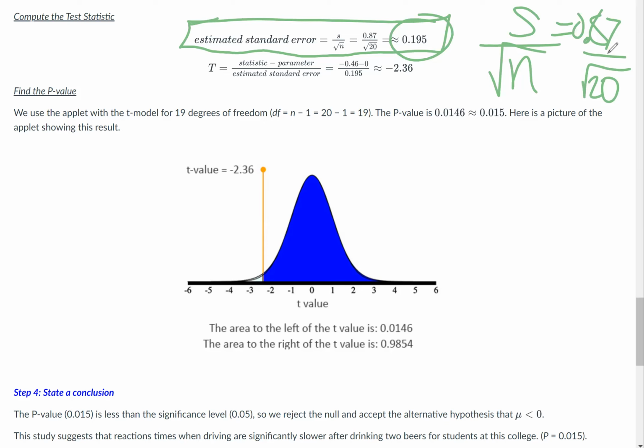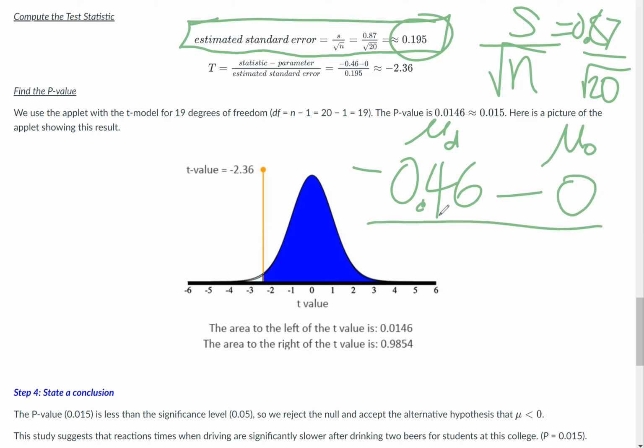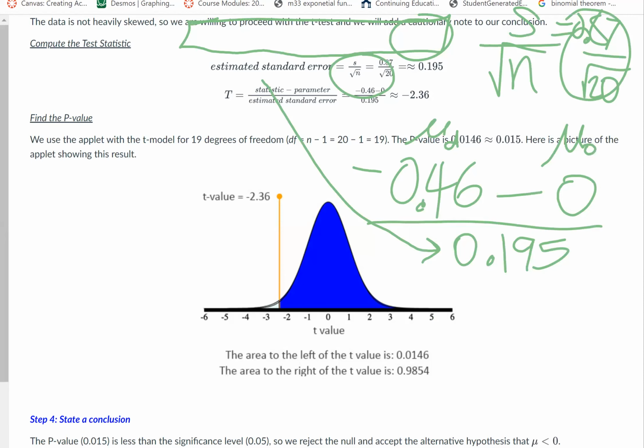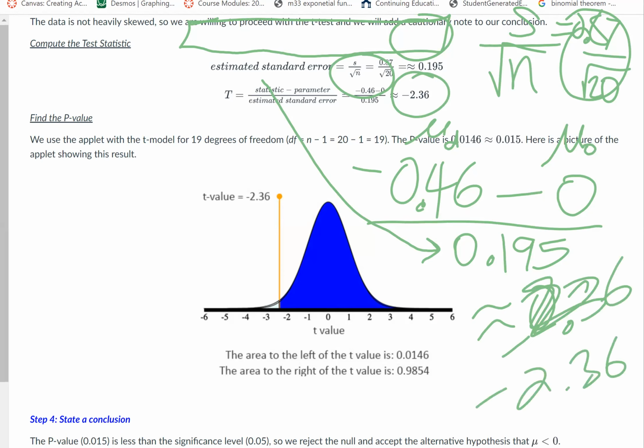So the test statistic, or the t-score, is the statistic, the value that we got, the mean, mu d, I think we called it, right? The mean difference minus the mu that they think in the null hypothesis is the case. They said supposedly the difference is going to be 0, that there's no change after I drink 2 beers, divided by the estimated standard error, and we just calculated that to be the new denominator, 0.195. That was the calculation above. And then if you divide those, negative 0.486 divided by 0.195, it's about negative 2.36. Okay. So we found the t-value.